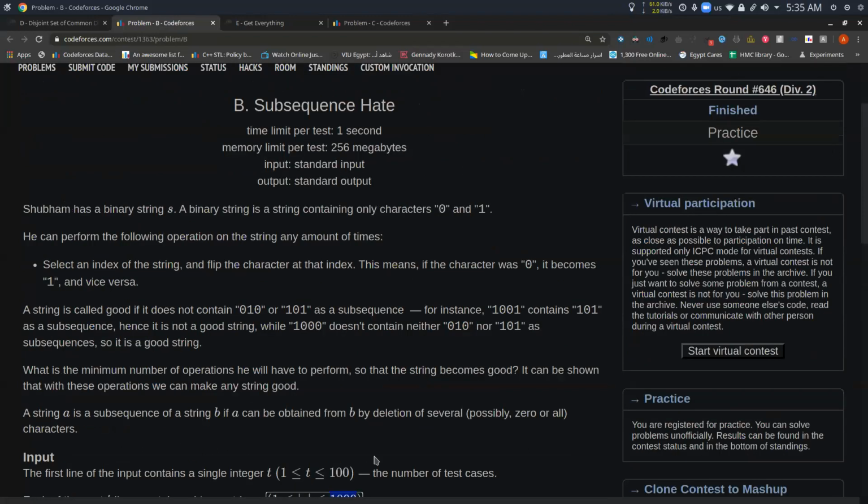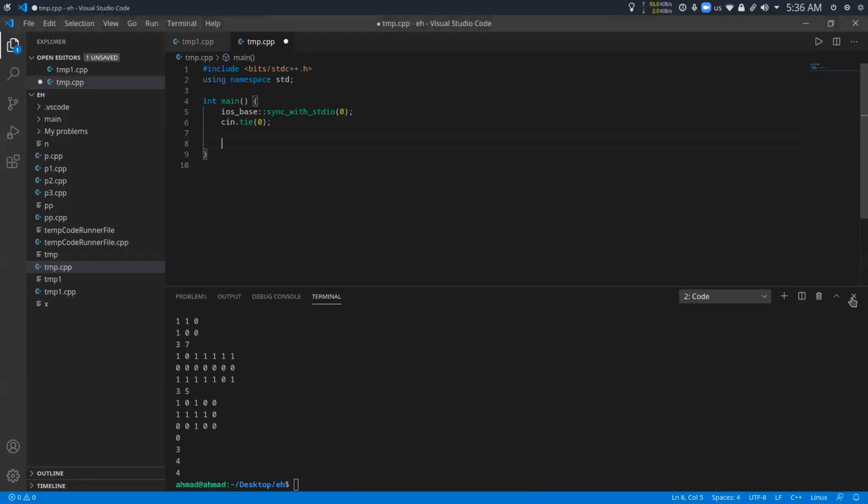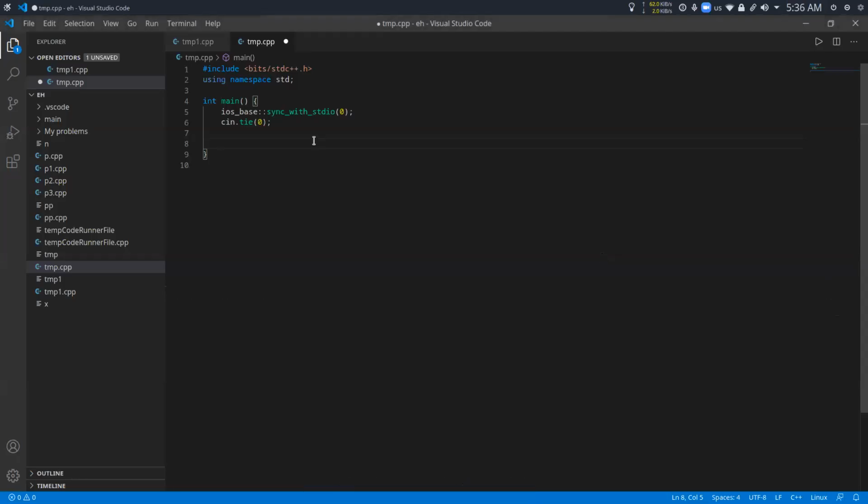Okay, let's go ahead. I think you can see my screen on Visual Studio Code now, right? Okay.